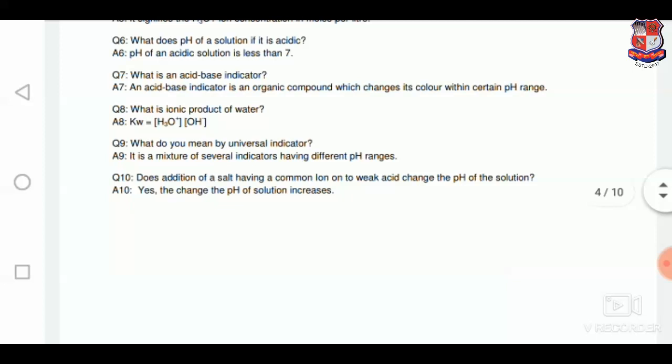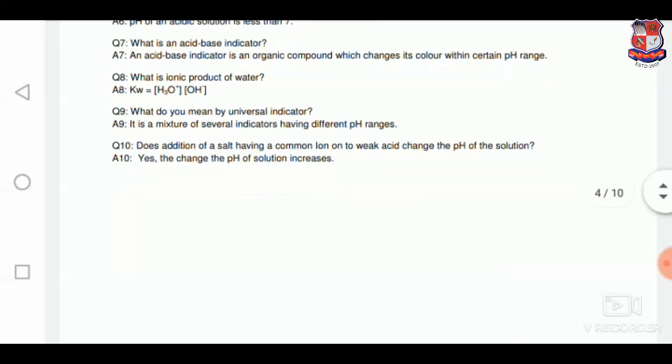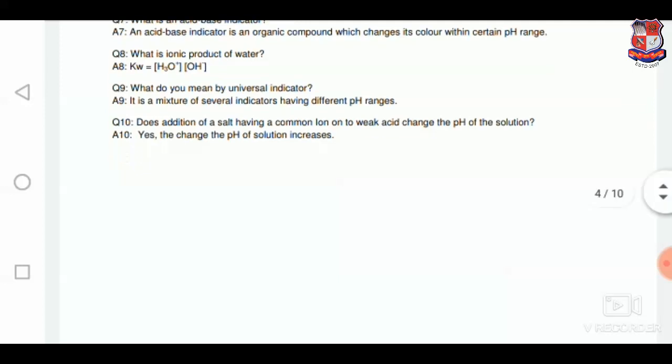What is the ionic product of water? Kw, and the answer is Kw = [H3O+][OH-]. What do you mean by universal indicator? It is a mixture of several indicators having different pH ranges. Does addition of a salt having a common ion to a weak acid change the pH of the solution? Yes, the pH of the solution increases.